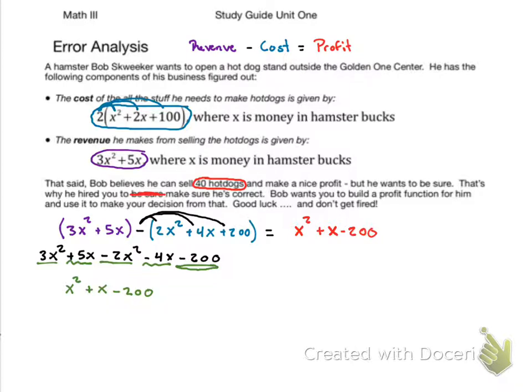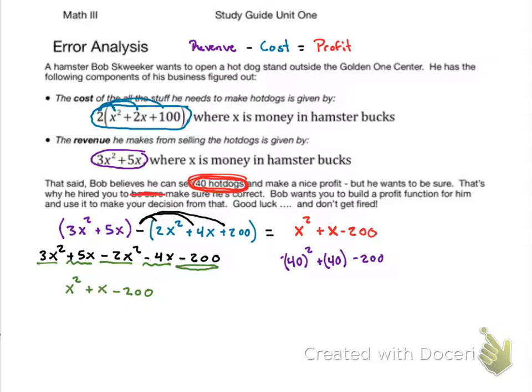So Bob made the statement that he can sell 40 hot dogs and make a nice profit, but he wants to be sure. So next thing we've got to do, we've got to plug in this 40 to see what our profit is going to be. So if we plug in 40, we have 40 squared plus 40 minus 200.